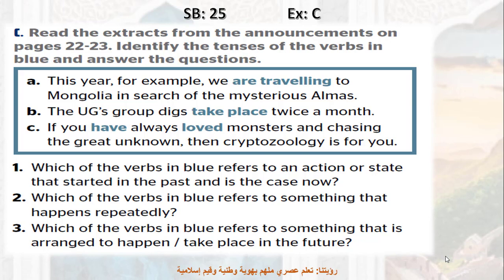Number A, this year, for example, we are traveling to Mongolia in search of the mysterious almas. Number B, the group's digs take place twice a month. Number C, if you have always loved monsters and chasing the great unknown, then cryptozoology is for you. Okay. Which of the verbs in blue refers to an action or state that started in the past and is the case now?